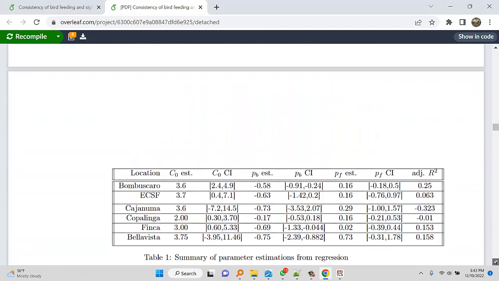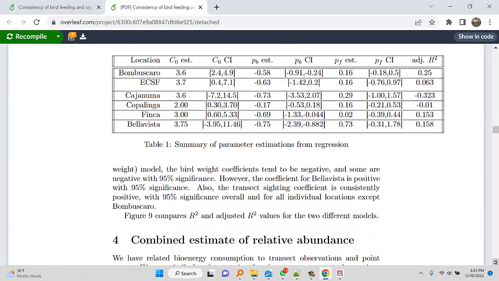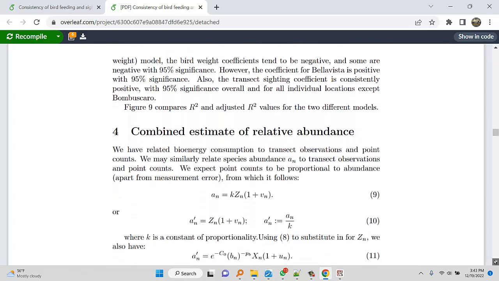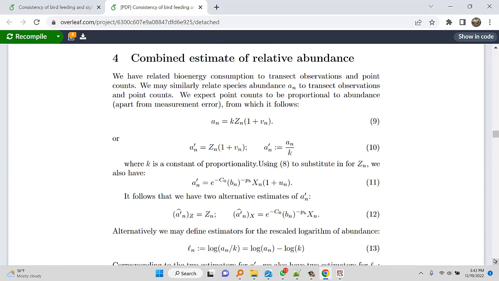Now, what we would like to do is use the point counts and the transect observations and combine these two to get a better estimate of the relative abundance of the different species. So we have a basic model of abundance, that abundance is proportional to point counts. K is a constant of proportionality, Zn is the point counts. This is the error term.